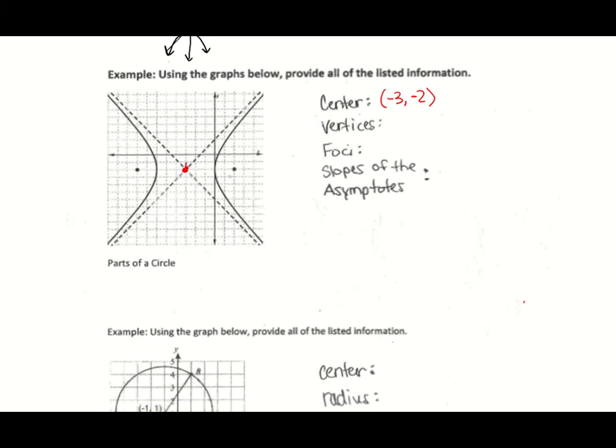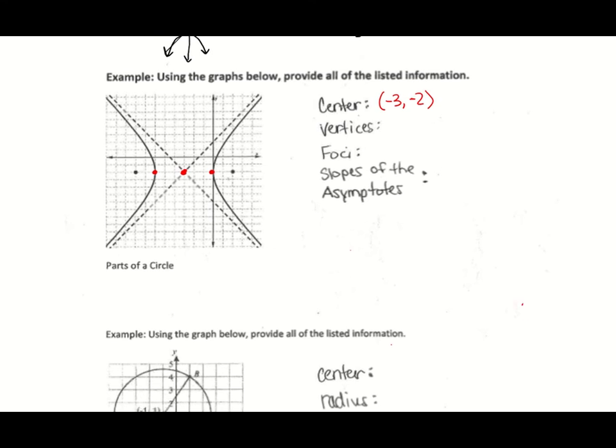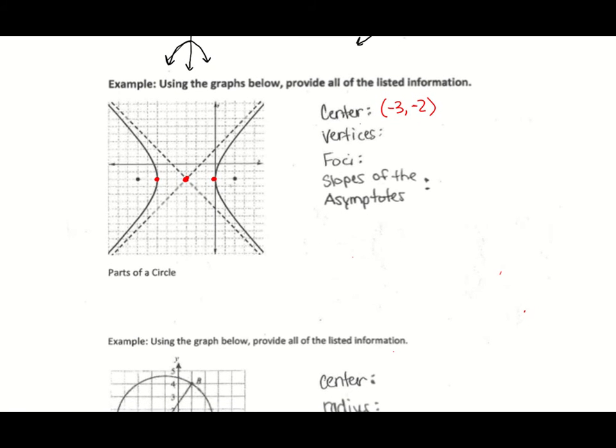Our vertices of our hyperbola are these points right here, the most curved part of our graph. So if we write the points for the vertices, our first point here is on our y-axis. That means our x value is 0, and we're going down 1, 2, -2. Then our other point over here, we're going over 1, 2, 3, 4, 5, 6. So we have -6 for our x, and then down 1, 2, -2.